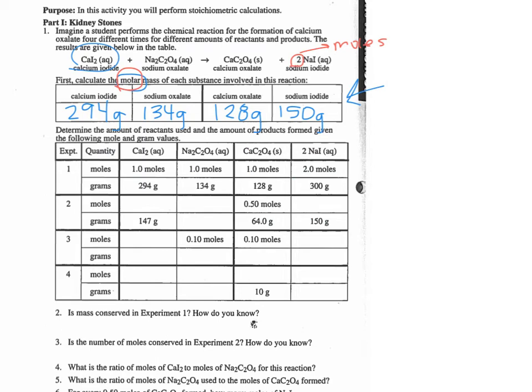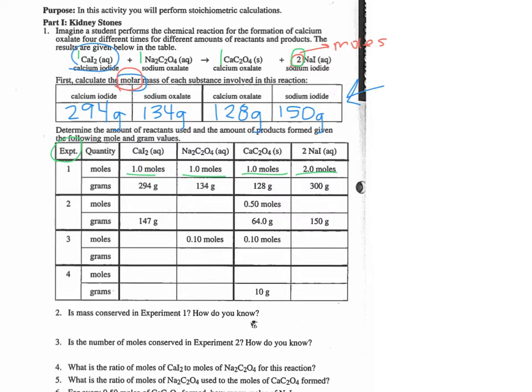All right, so we're going to use this molar mass to help fill in the rest of this table. We see that we've got 4 experiments here that have been done with this reaction. The first one's all filled in for you, and it follows exactly what the recipe or the reaction says. There's 1 mole, just like we have a 1 up here for a coefficient, of calcium iodide, 1 mole of sodium oxalate, which matches that 1 in the reaction, 1 mole of calcium oxalate, which follows that, and 2 moles of sodium iodide, which again follows our recipe in our reaction.